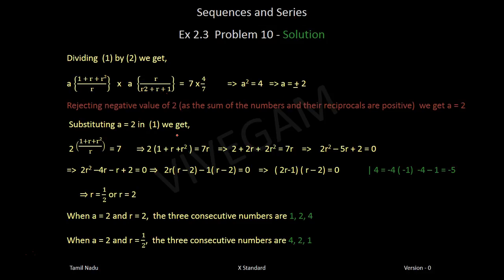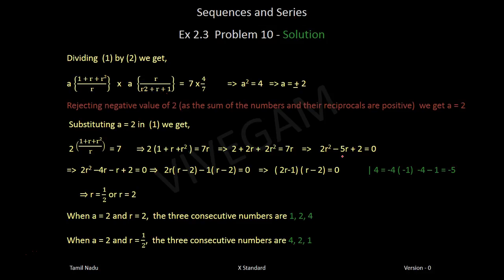Okay, substituting a equal to 2, we get in equation 1, what is equation 1? That is a into (1 plus r square) by r equal to 7. So substitute a equal to 2, you get 2 into 1 plus r square equal to 7, and r will go to the other side, it will become 7r. So you expand this to 2 plus 2r square equal to 7r. That brings 7r this side, it will become 2r square minus 7r plus 2, equal to 0.